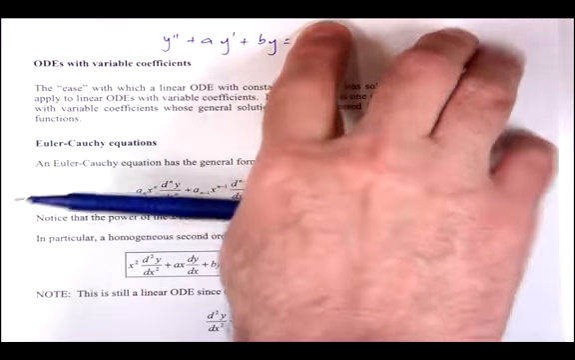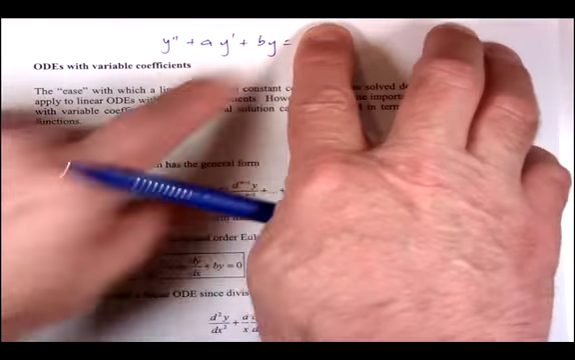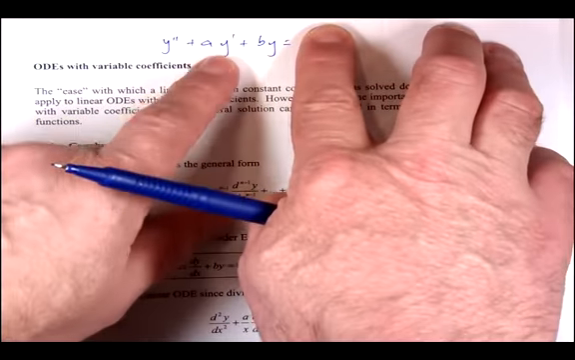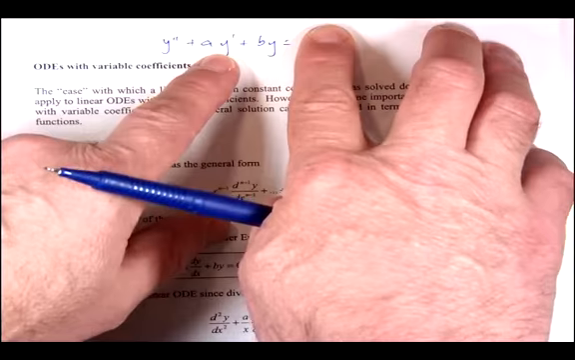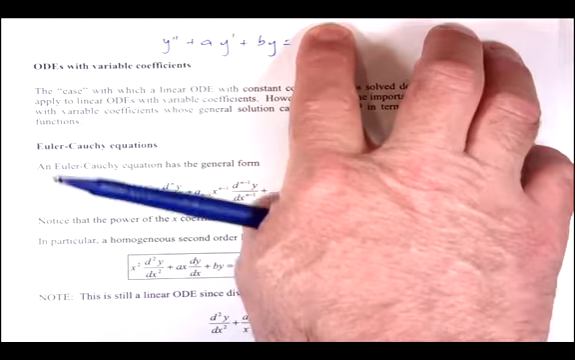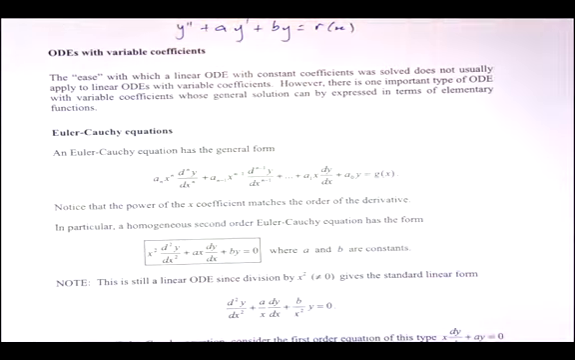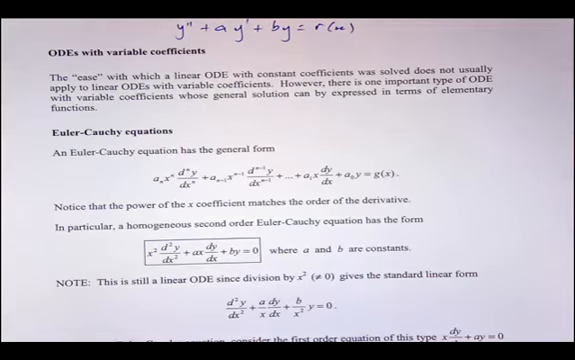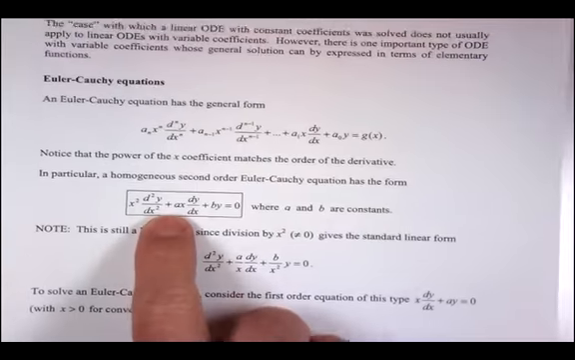And remember that that's when you put the e to the lambda x there, and you found the first derivative, you got an extra factor of lambda, and you found the second derivative, you got an extra factor of lambda, which gave you lambda squared. And that's where the quadratic equation, the lambda squared plus a lambda plus b, comes from. Okay, so that was the idea there. Let's use that same approach here.